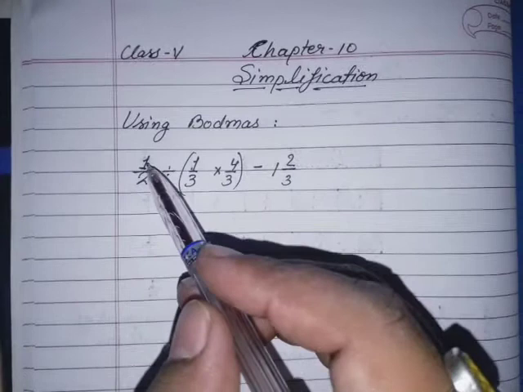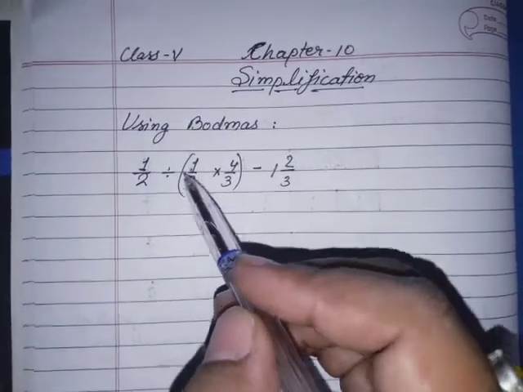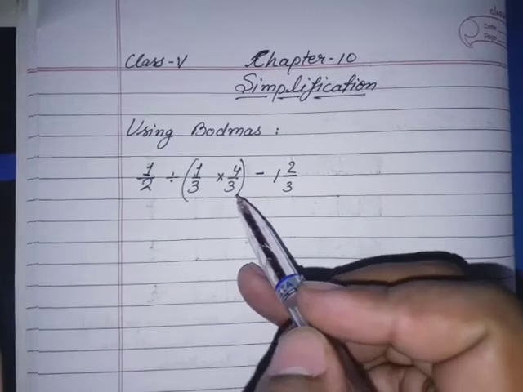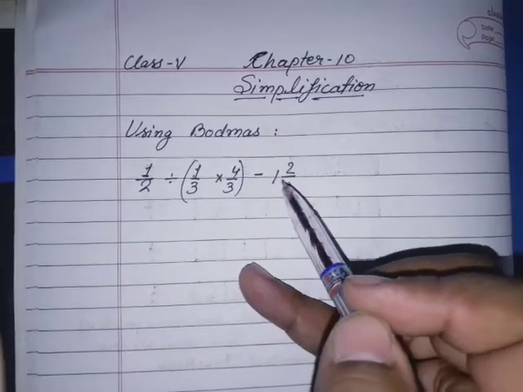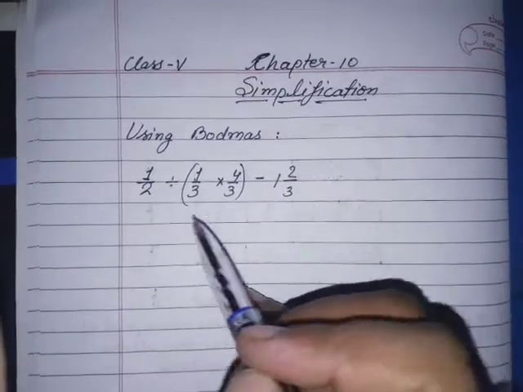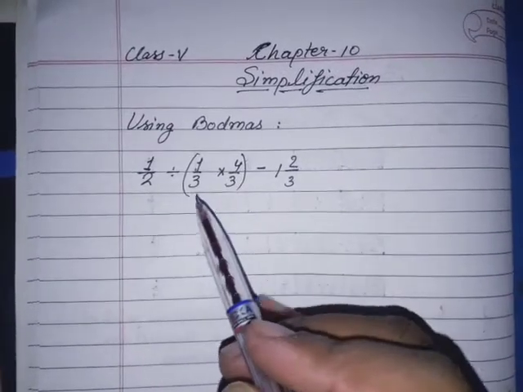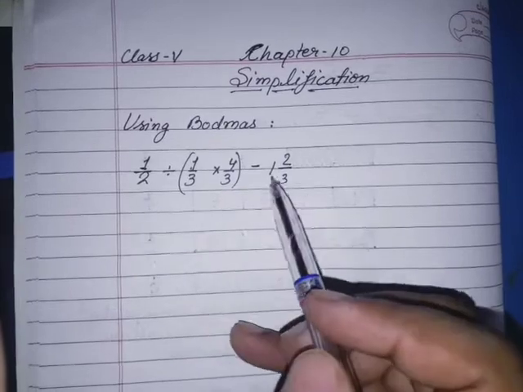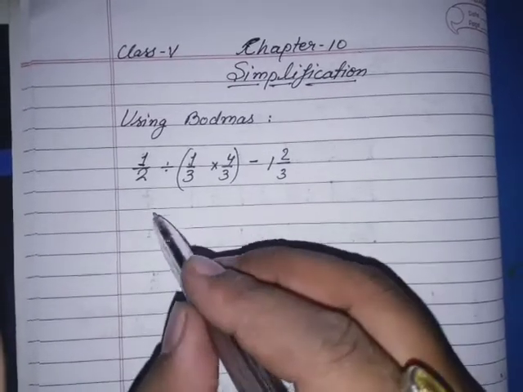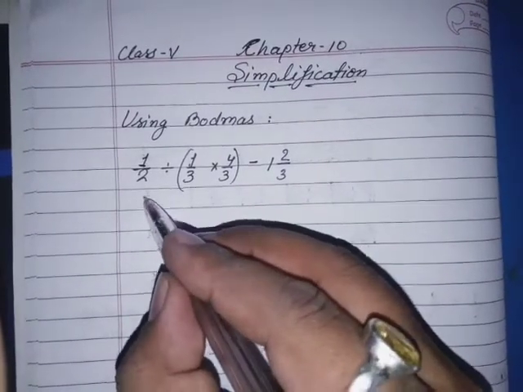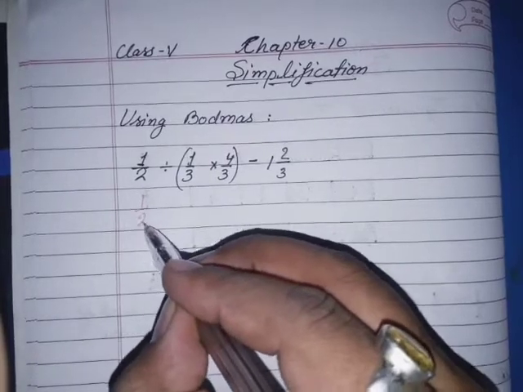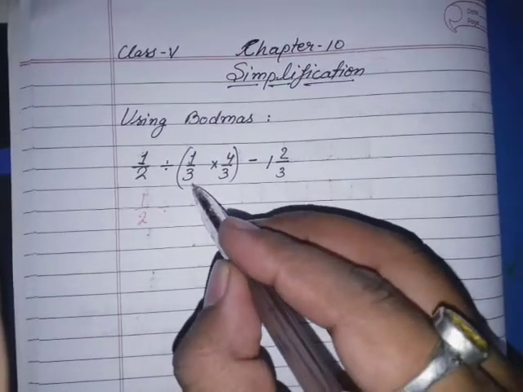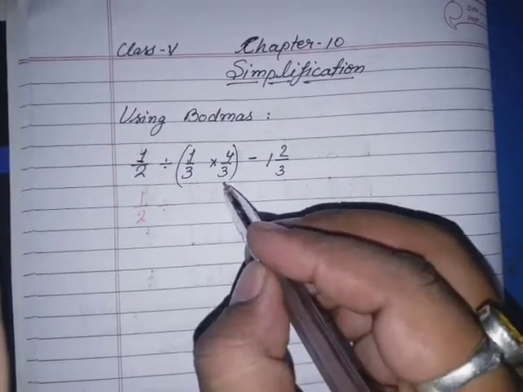So here the question is 1/2 divided by (1/3 multiplied by 4/3) minus 1 whole 2/3. First of all, we already know that the bracket should be solved first and the remaining parts we will write as it is. So 1/2 divided by 1/3 into 4/3.